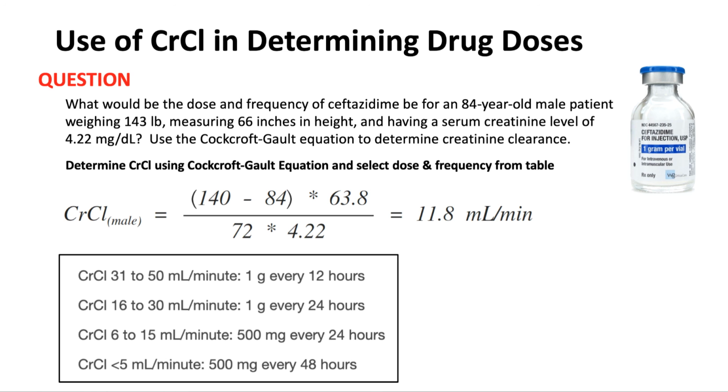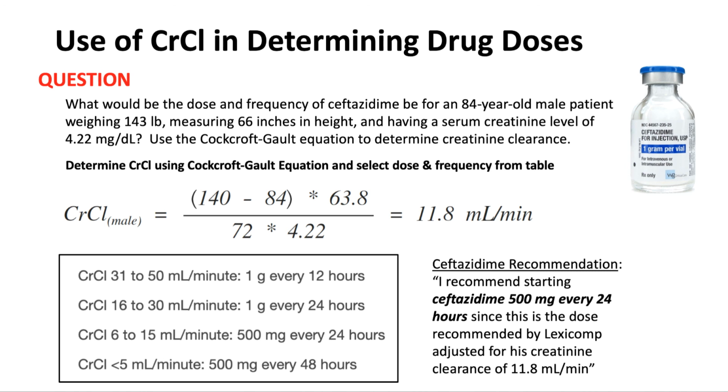Since our value is 11.8, we would drop down to the third level where it says creatinine clearances between 6 to 15 would be 500 milligrams every 24 hours. So what you would do is inform the doctor and say, doctor, I recommend starting this patient at ceftazidime 500 milligrams every 24 hours. Since this is the dose recommended by LexiComp, adjusted for his creatinine clearance of 11.8 milliliters per minute.